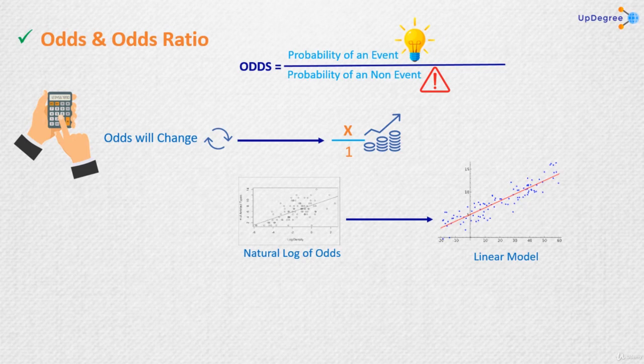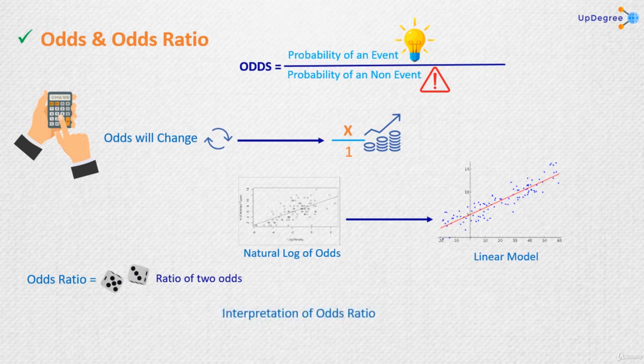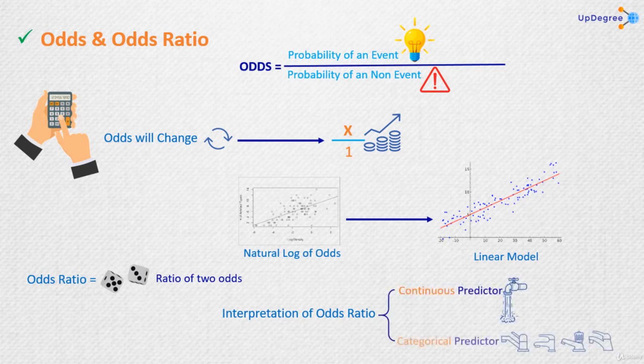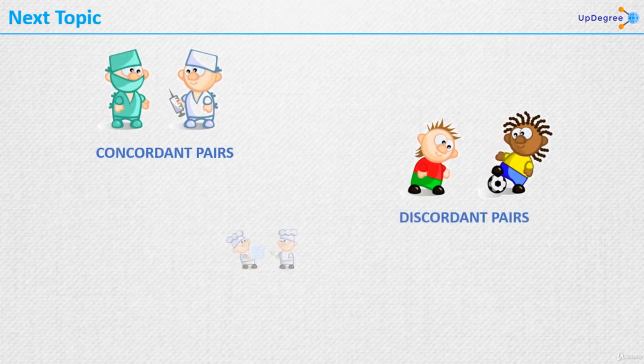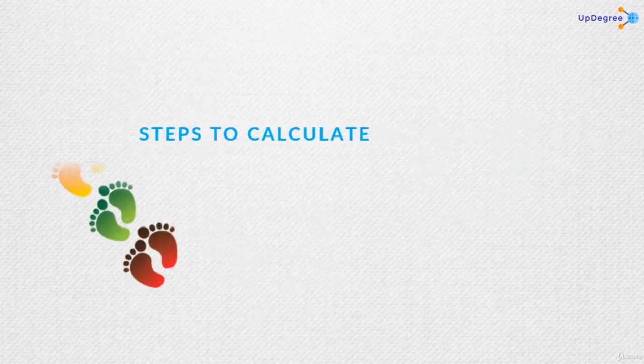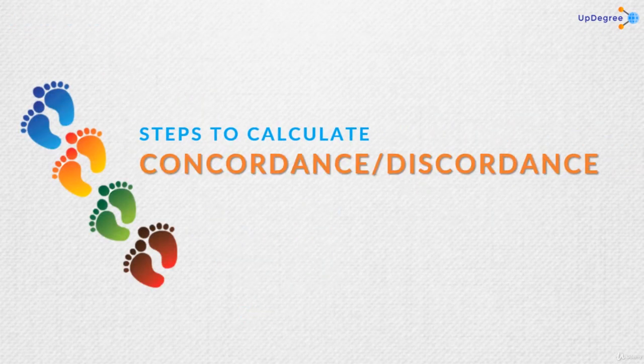We discussed odds ratio, which is the ratio of two odds, and we also discussed the interpretation of odds ratio for both continuous predictors and categorical predictors. Now in our next video we will be discussing concordant pairs, discordant pairs and tied pairs, and the steps that we need to follow to calculate concordance or discordance.